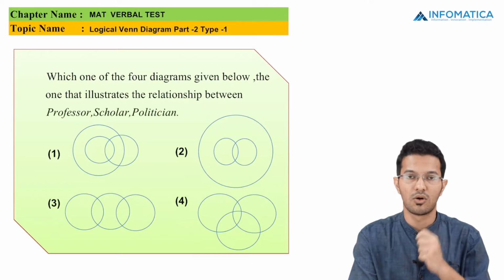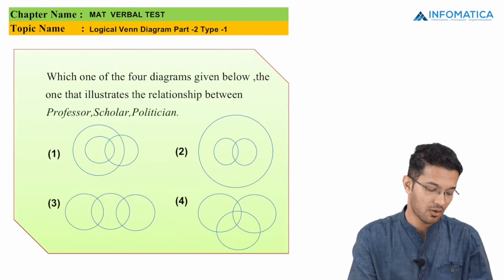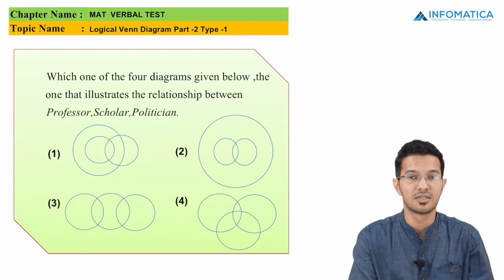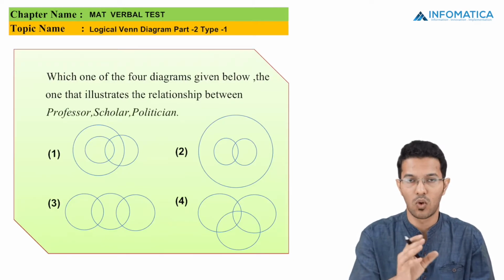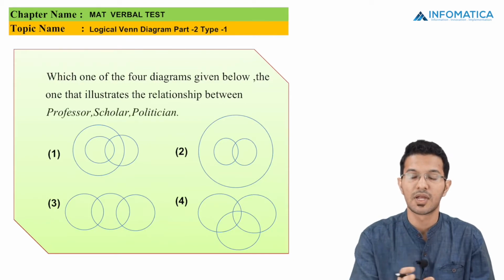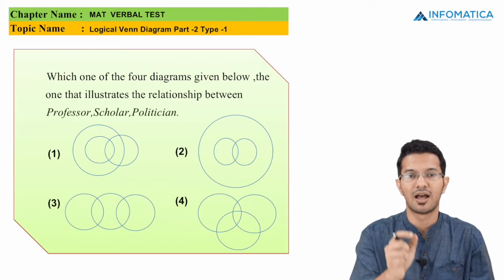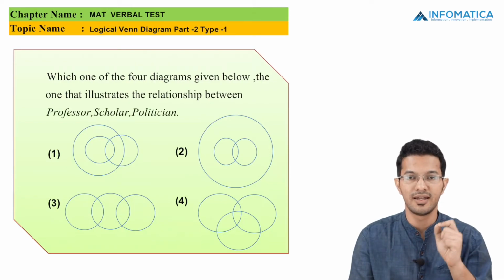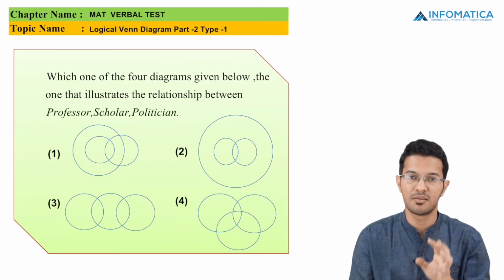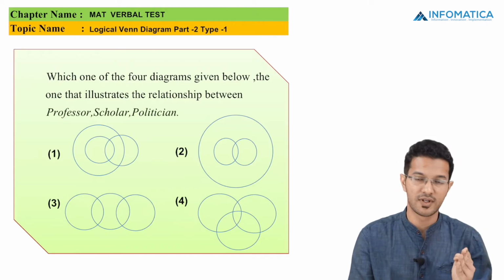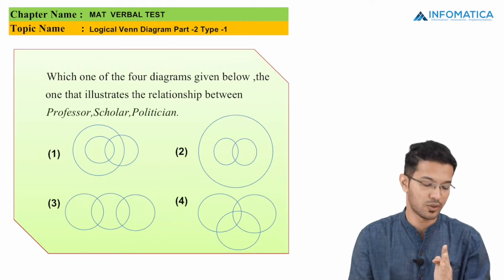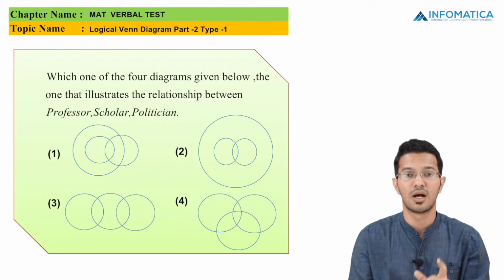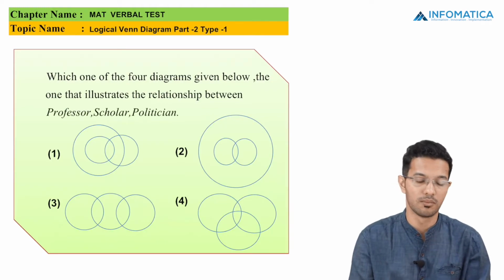So can we check out the options right now? If I look at the options, I can definitely say that the answer to this question is option 4. In that, I'll be having 1, 2 and 3 circles. In those 3 circles, I will have a common intersection point. In that common intersection point, I can definitely say that we are having some people who are professors, scholars and also politicians. So the answer to this question is option 4.